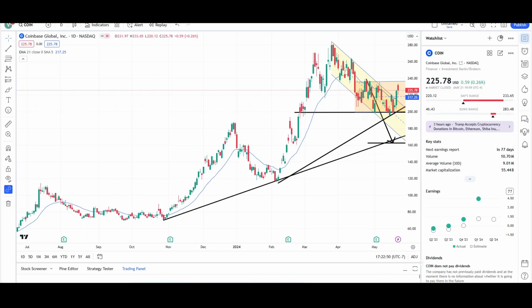What's up, traders? This is V Trades, and today we'll be doing a technical analysis breakdown for Coinbase Global with the ticker symbol COIN. I will first be going over what I see on the daily chart and finish the video off with the weekly chart.